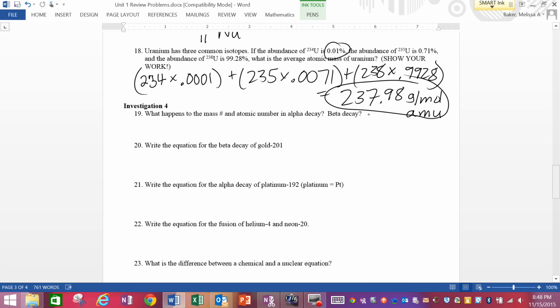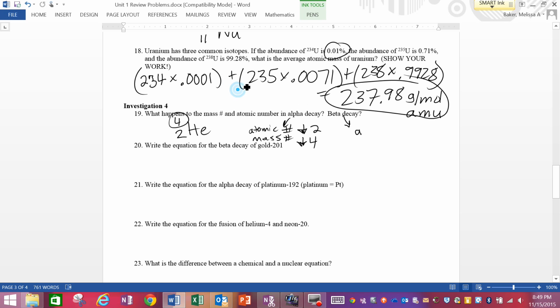Number 19. What happens to the mass number and atomic number for alpha decay? In an alpha decay, the atomic number goes down by 2, and the mass number also goes down. It goes down by 4. That's because in alpha decay you're essentially losing a helium nucleus, 2 protons and 2 neutrons, which adds to a total mass of 4.